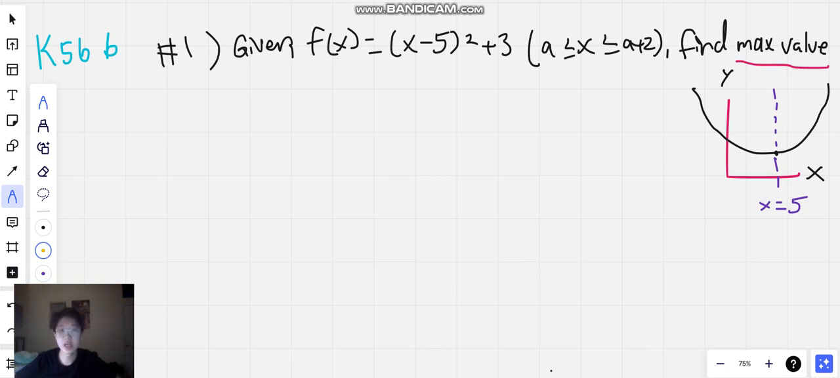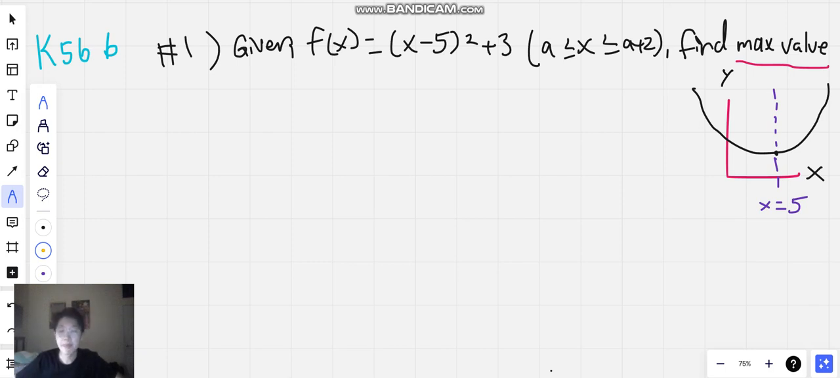Today we'll be reviewing K56b question 1, and it says given that f of x is equal to (x minus 5) squared plus 3, and our boundaries are located from a to a plus 2, we need to find the maximum value. This question is actually the exact same equation as the last video I did, except that instead of asking for the minimum value, they are asking for the maximum value. So that's going to change things up a little bit.